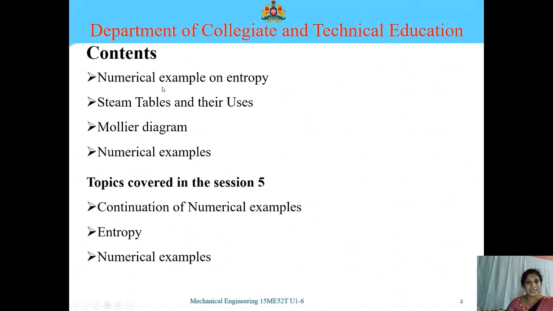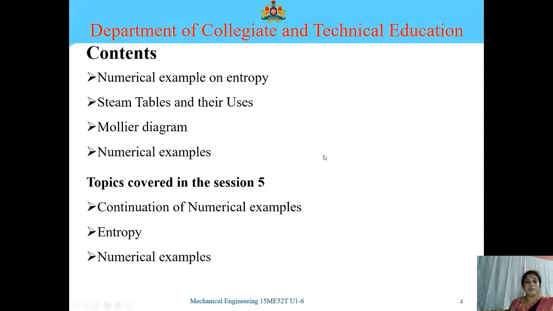So, these are the contents that will be covered in today's particular session. That is the numerical example on entropy. Let us solve one problem on entropy, and then we're going to study the definition of steam table and their uses. And let us try to understand what we mean by a Mollier diagram. Then how can we read this Mollier diagram? And let us try to solve a problem on Mollier diagram.